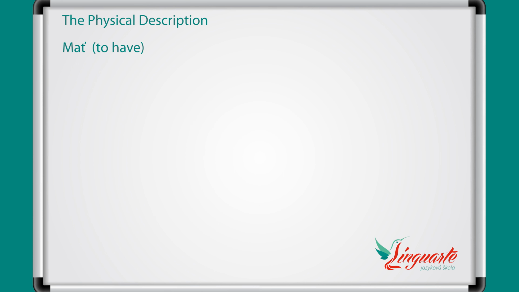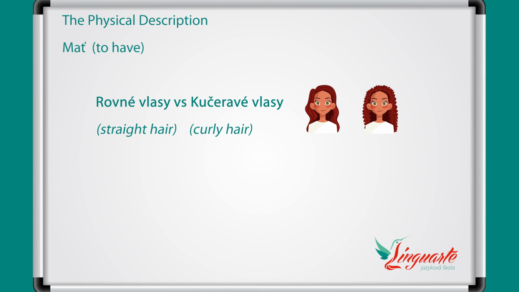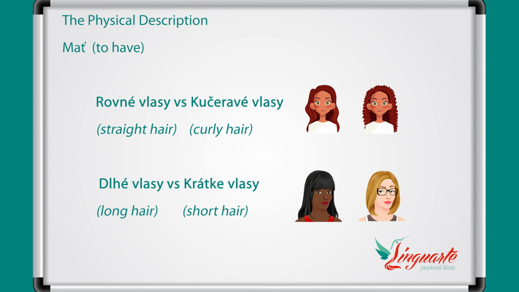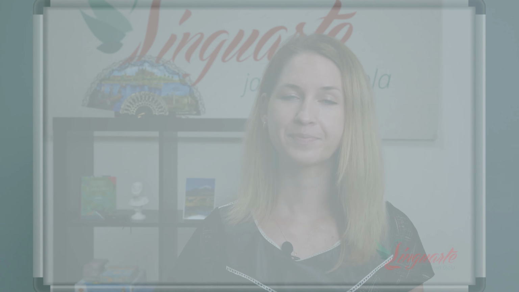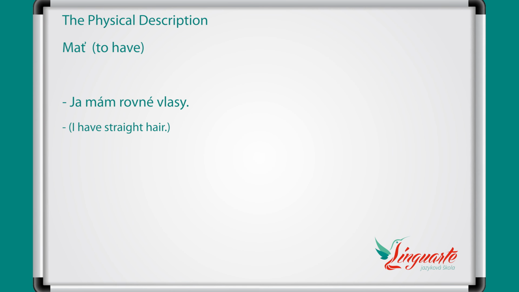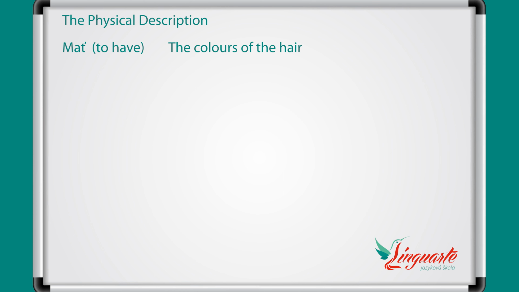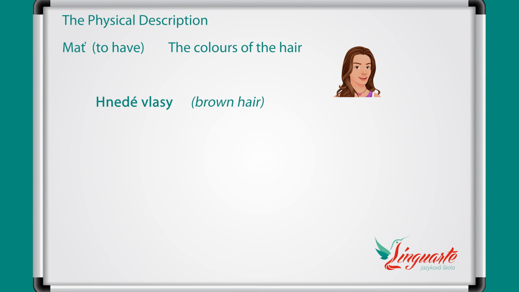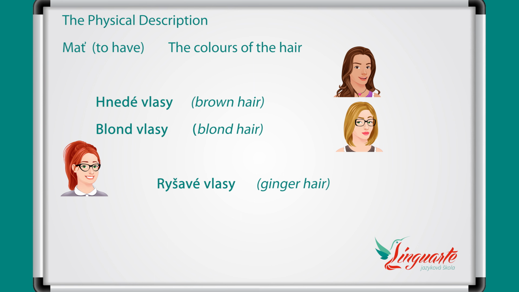Then we can describe the hair saying rovné versus kučeravé, straight versus curly hair, dlhé, krátke, long and short hair. Some examples are ja mám rovné vlasy, I have straight hair, my máme dlhé vlasy, we have long hair. The colors of the hair are described like this: hnedé vlasy, brown hair, blond vlasy, blond hair, ryšavé vlasy, ginger hair, čierne vlasy, black hair.